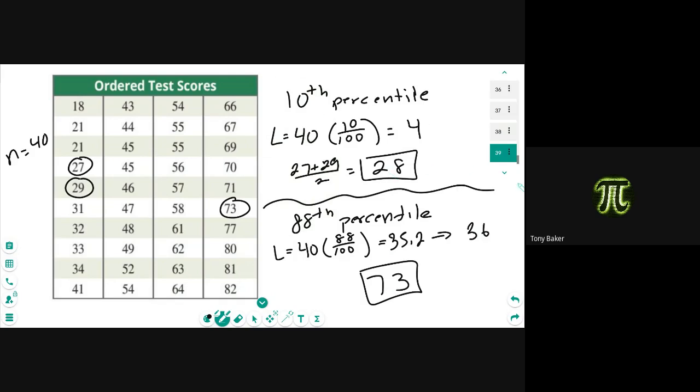All right. Everybody got those two? Does it make sense? Right. The decimal, you always round up. Doesn't matter what the decimal is. I know it's weird. No, you always round up.